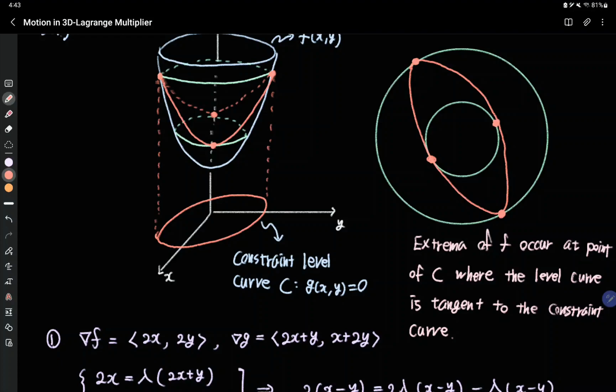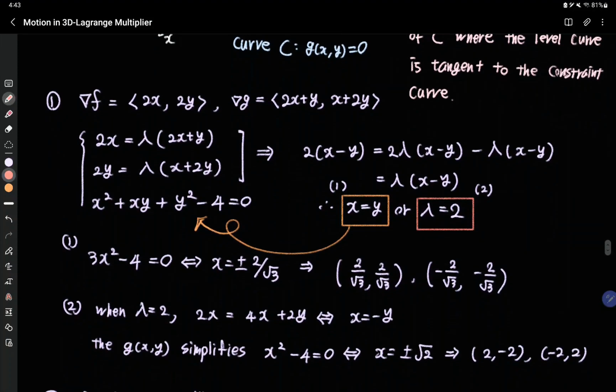Okay, so let's figure out the absolute maximum and minimum algebraically. Gradient f is going to be this, gradient g is like this, because we just find the partial derivatives with respect to x and y respectively. Now we get three equations, establishing the system: f sub x equals lambda times g sub x, f sub y equals lambda times g sub y, and g of x, y equals 0. Then we got this.